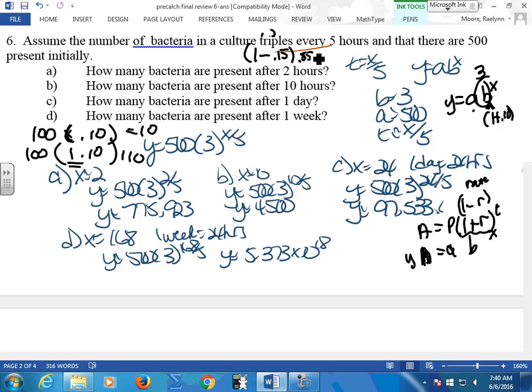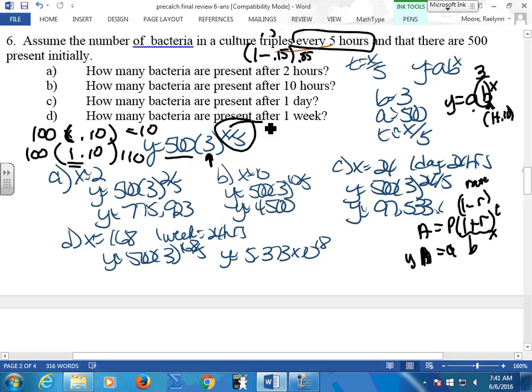So we start like this, we put 500 units of bacteria in here, we triple, and here's the problem, every 5 hours, not every hour, every 5. So this is a cycle, x divided by 5. If you keep track of where you start at 0, and then every 5 hours you'd be tripling, if you put this into your calculator and look at your table, it should be exactly what you anticipated. So after 2 hours, you're just plugging in for x, after 10, one day, you need to convert it to 24 hours, and 1 week, we need to convert it to 168 hours.